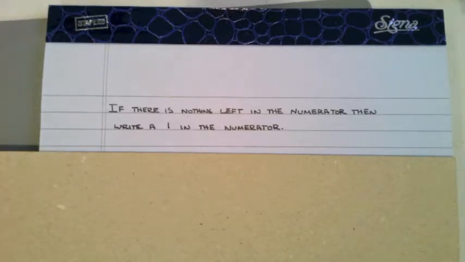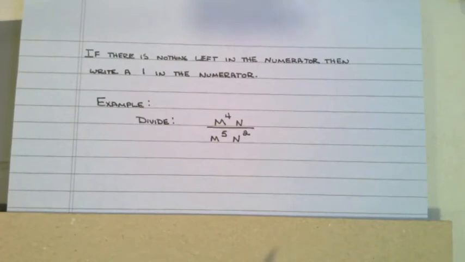If there's nothing left in the numerator, that is when we have to write a 1. If I happen to reduce and move everything to the denominator and there's nothing left in the numerator, I have to at least write a 1 there. So let's look at an example of this.